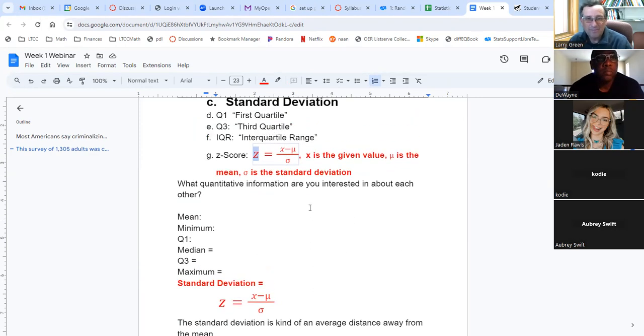All right, so I want you to put in the chat box, and the first person to do it is going to get information about each other. I want you to state quantitative information you're interested in about each other. So a survey question is quantitative. First person to put it in, we're going to ask that one. See if you can give me a quantitative survey question.